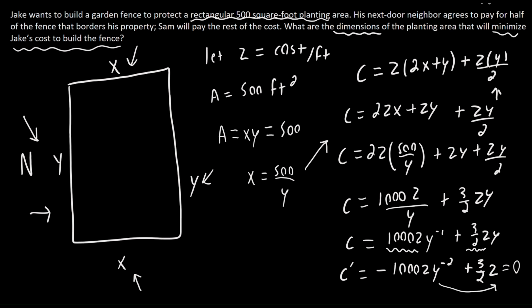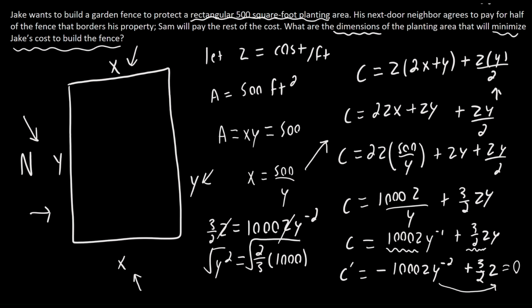And bringing this over to the other side, we're going to get 3 over 2 z equals 1000zy to the -2. And you'll notice that the z's are going to cancel out. So we're going to get y squared equals 2 over 3 times 1000. And we could take the square root. And we're going to get 25.82 feet. Again, this could be positive or negative, but we're going to ignore the negative side length because it's not possible.